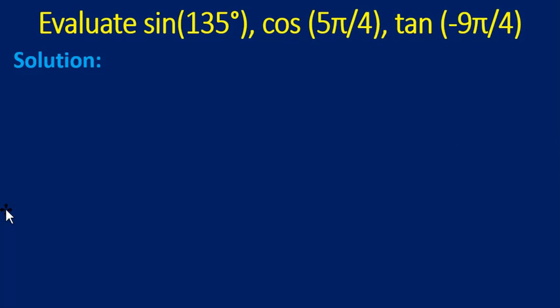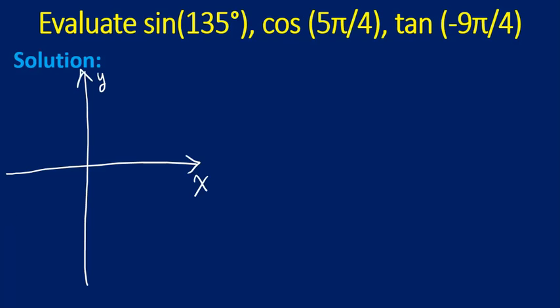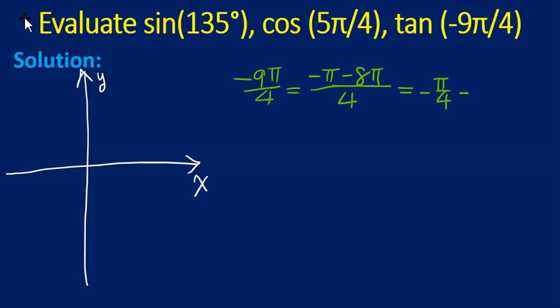Tangent of negative 9 pi over 4. We need to locate the terminal side of this angle. We know negative 9 pi over 4. We can rewrite this as negative pi minus 8 pi over 4. That will be negative pi over 4 minus 2 pi. That means negative pi over 4 is coterminal with negative 9 pi over 4.